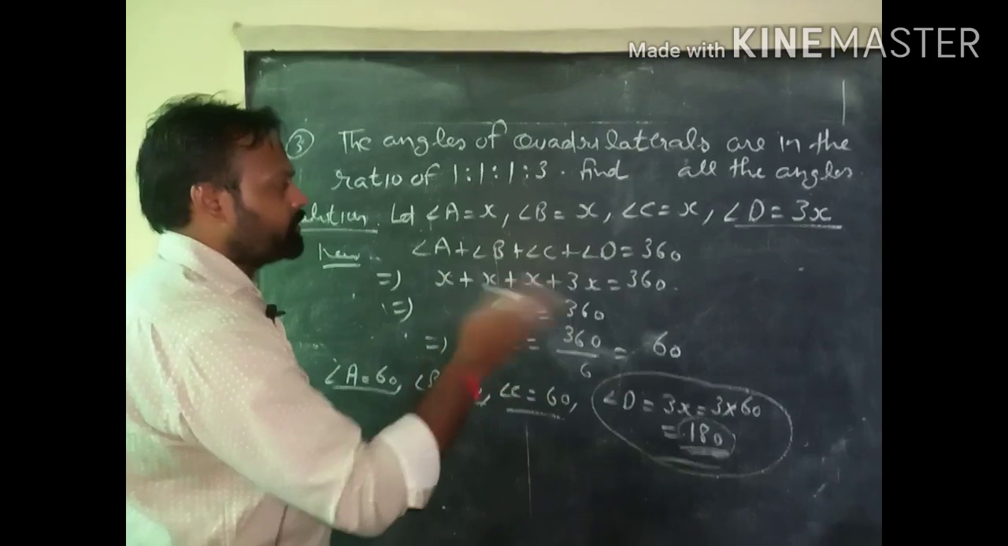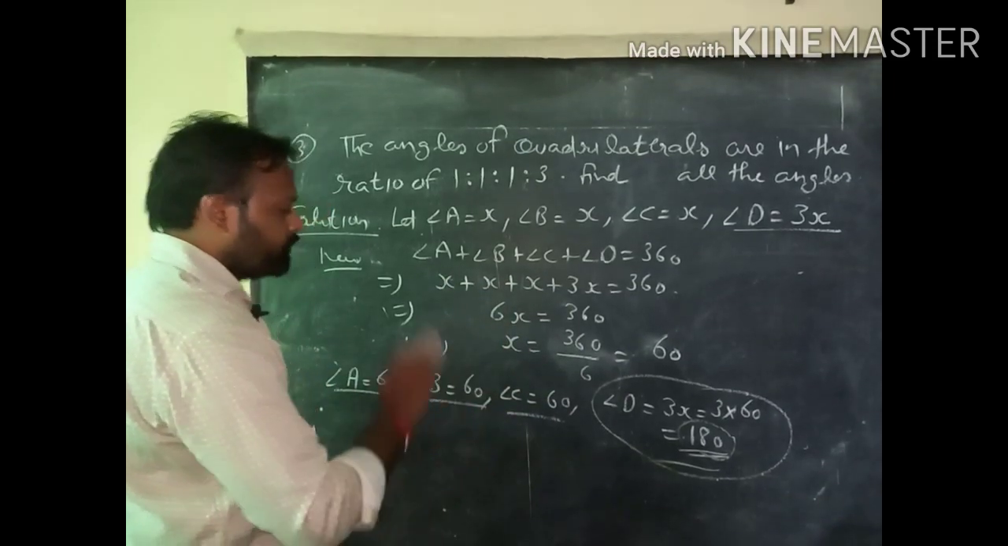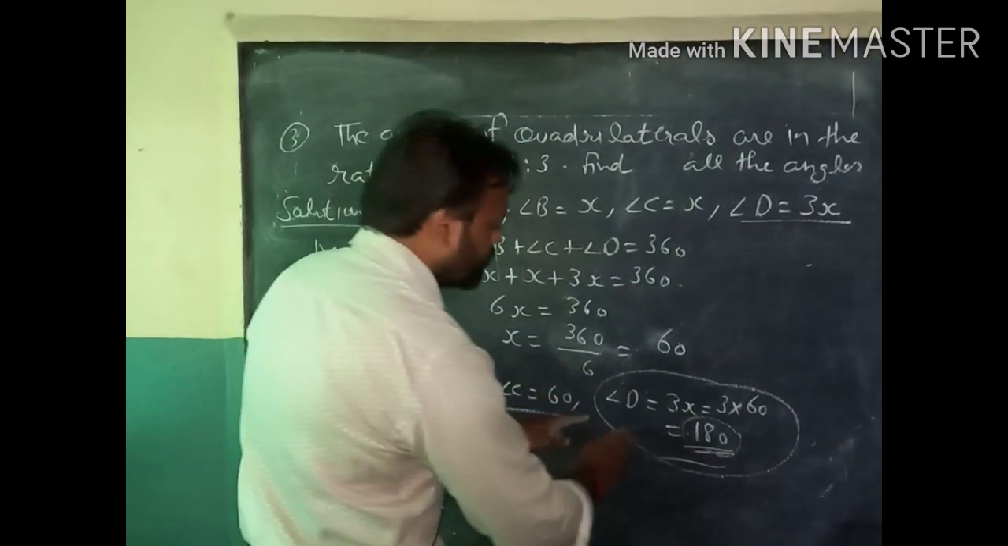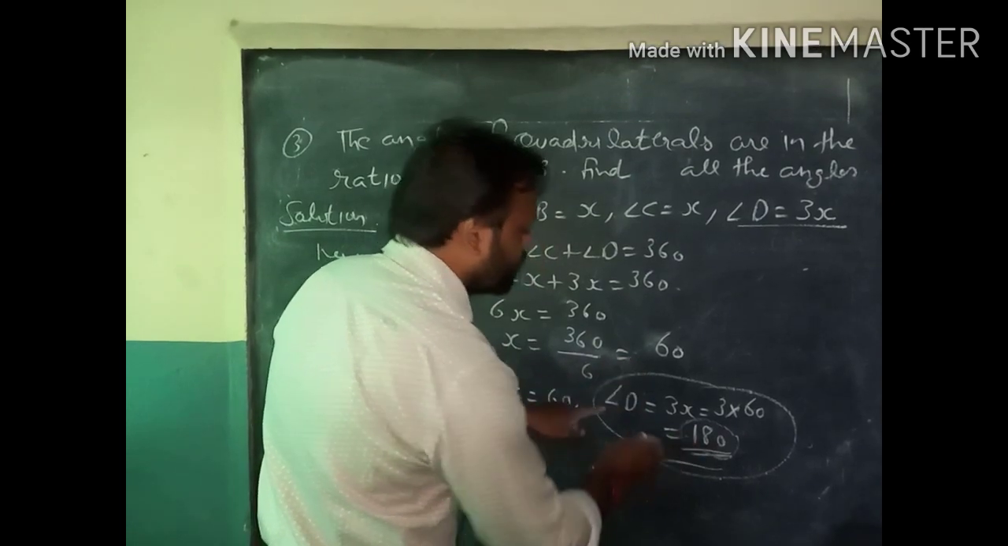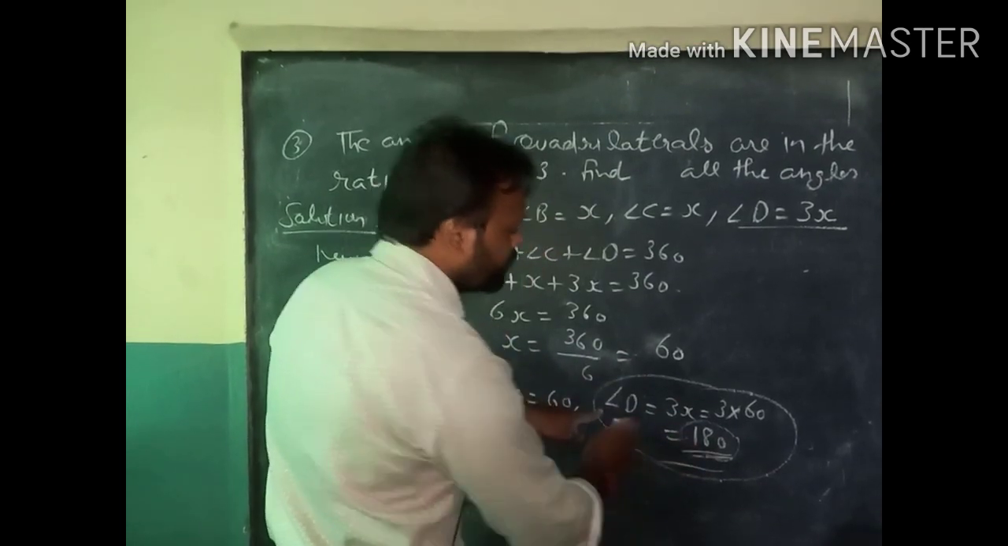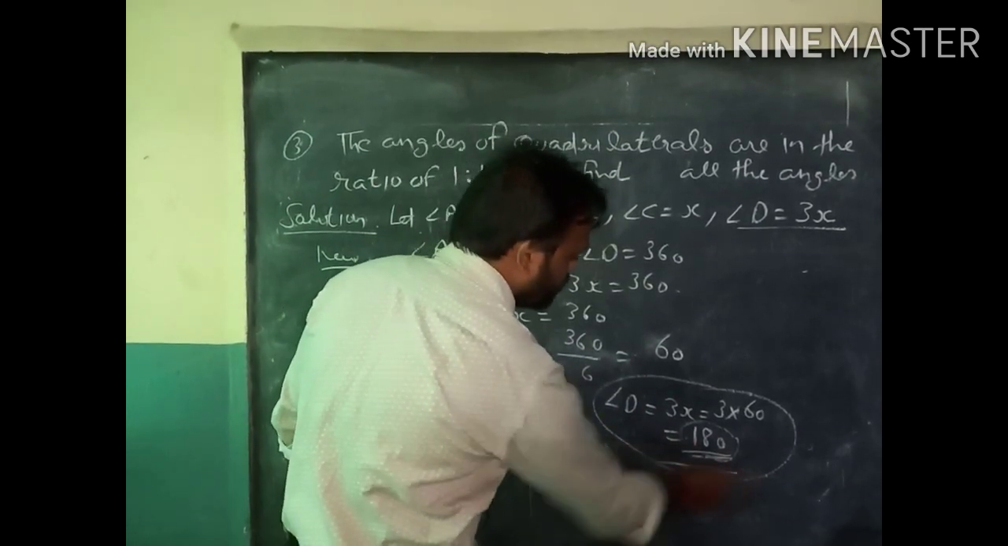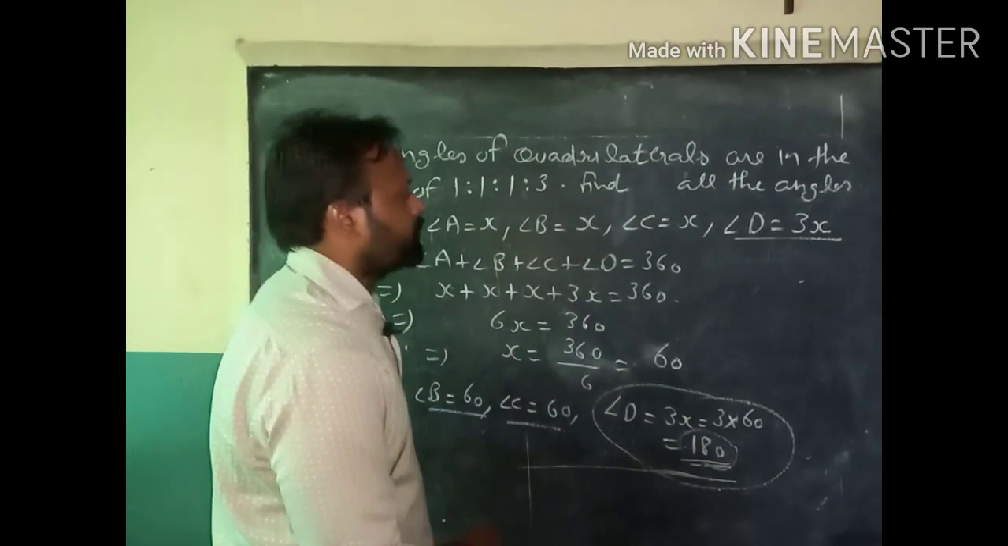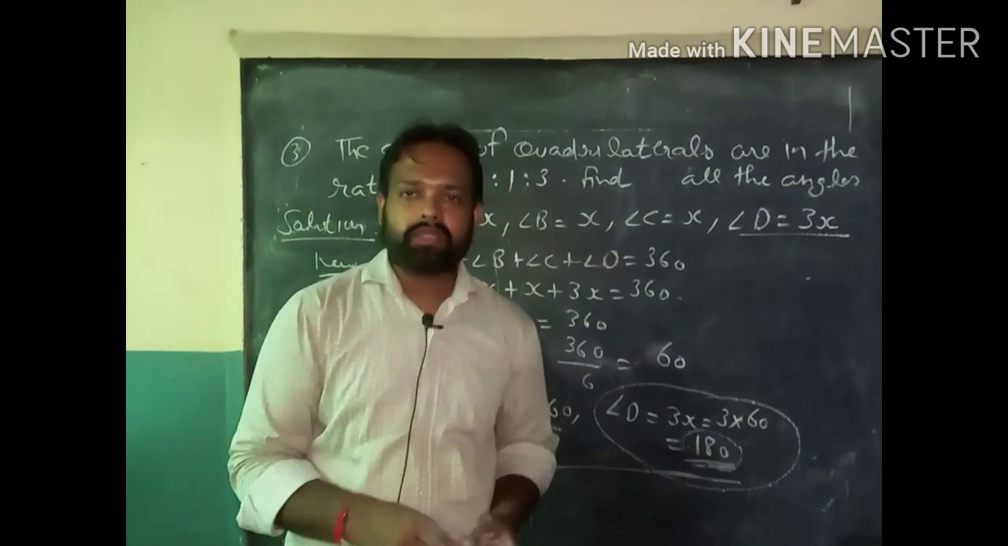So this is the reason that you have to write down in your copies. The reason is only this: a quadrilateral can never have an angle of 180. Here you can see the value of angle D is 180. So write down all these things also in your copy. I hope this is clear to you.